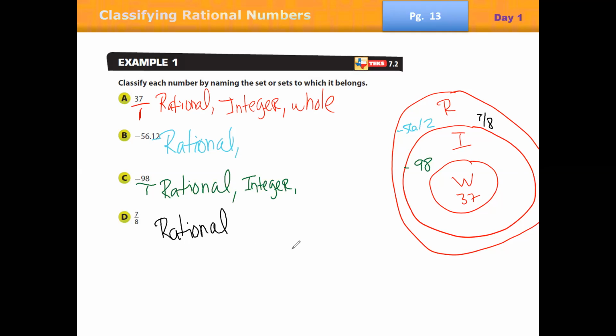Okay, so this is how we can classify numbers by what set or sets they belong to. Okay, and please write these down in your journal. I'm gonna move on, but make sure you look at that and see the problem, pause it so you have some time to write it down, okay? I'll move on to the next slide.